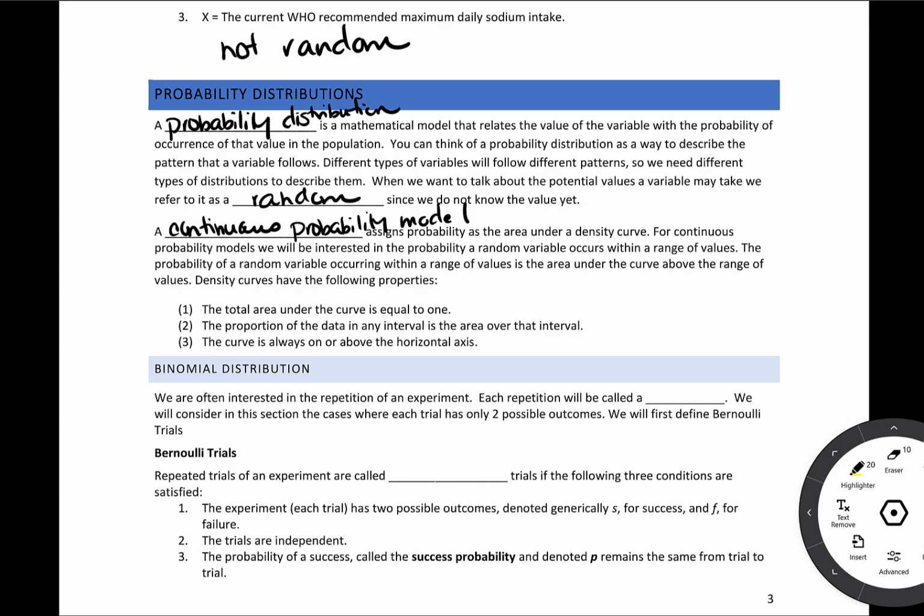And so they all have the following properties. The total area under the curve is equal to 1. The proportion of the data in any interval is the area over the interval. And the curve is always on or above the horizontal axis. So we're going to look at just a couple different probability distributions that you might see.